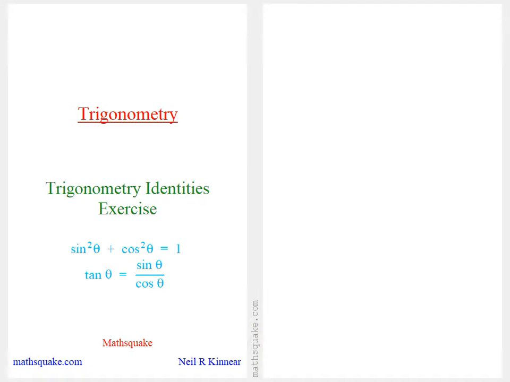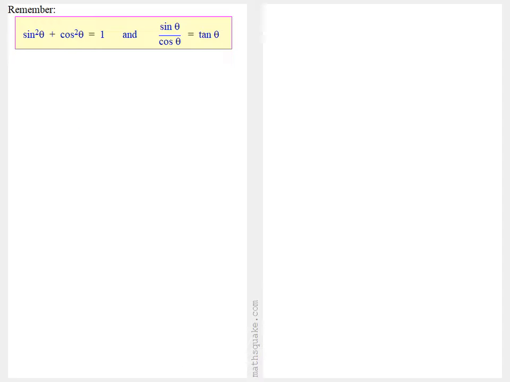Trigonometry, an exercise on trigonometric identities. Remember, we have sin squared theta plus cos squared theta equals 1, and sin theta over cos theta equals tan theta.